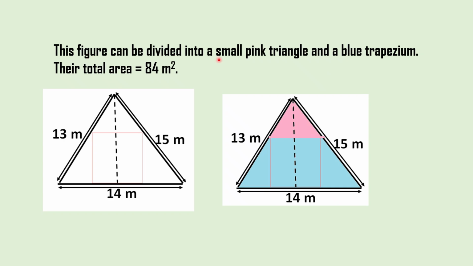Now this figure can be divided into two parts. See, we have shaded them in different colors. The top is a pink triangle and the bottom is a blue trapezium. So the sum of the areas of these two should be equal to the area of the full triangle. The area of the full triangle should be equal to the area of this pink triangle plus the area of the trapezium. So if we add, we should get 84.